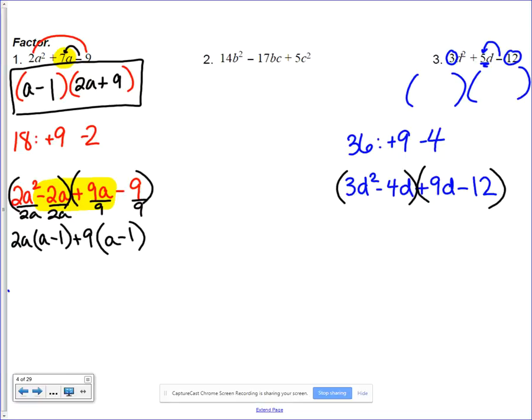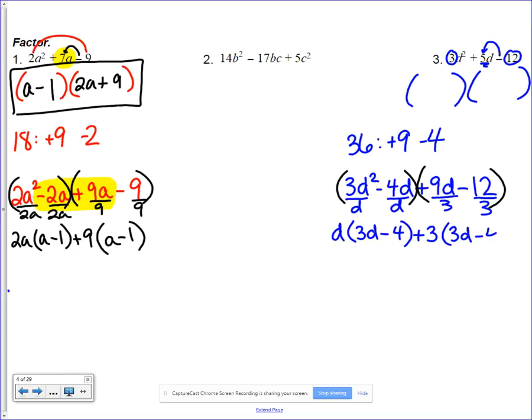What can you take out of the first group? A D. So the D goes out front. What's left? Okay. What can you take out of the second group? Divide them by 3. So I'm going to start with this plus sign and then put the 3 there. What's left if you divide out that 3? And then?